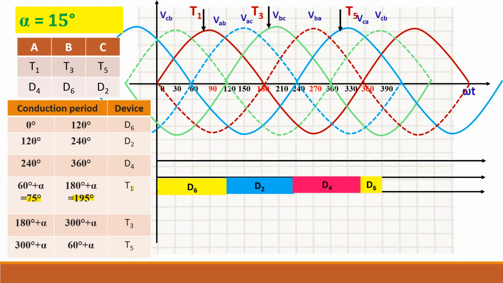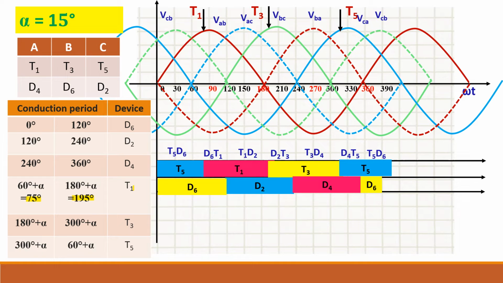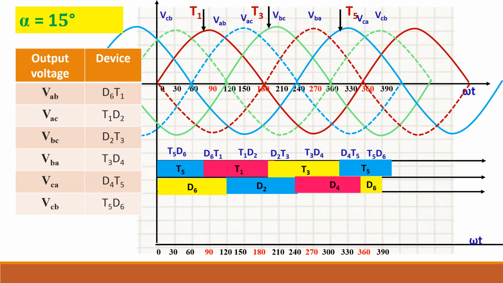D6, D2, D4 are already fixed. T1 you mark it. T1 will be on till T3 gets turned on. So fill up the table. Now the table is ready, and this table remains the same for all cases. Now we can draw the waveform.